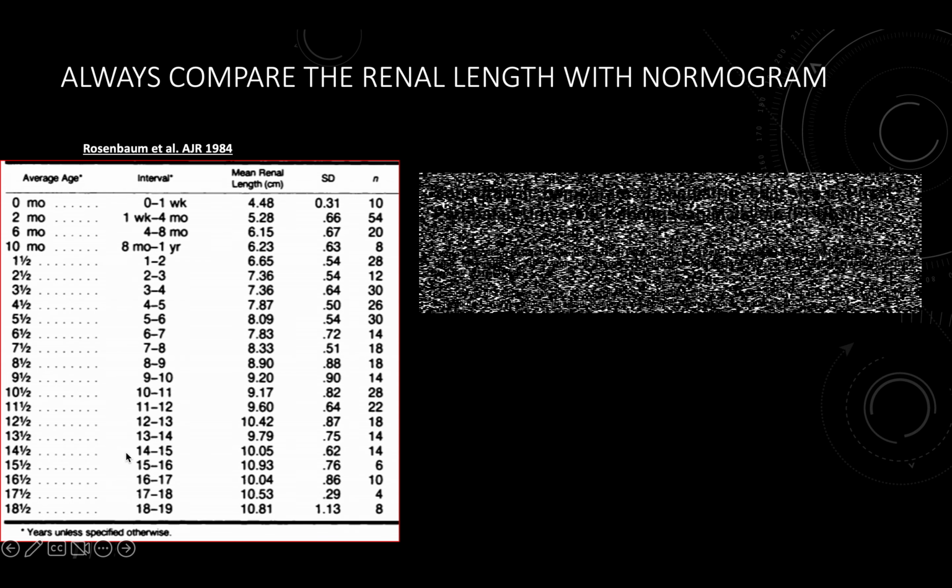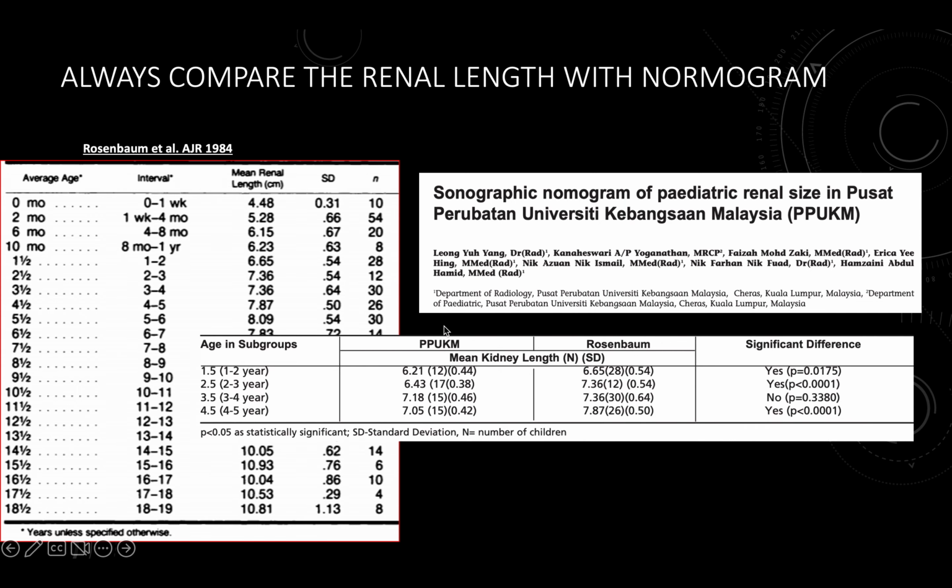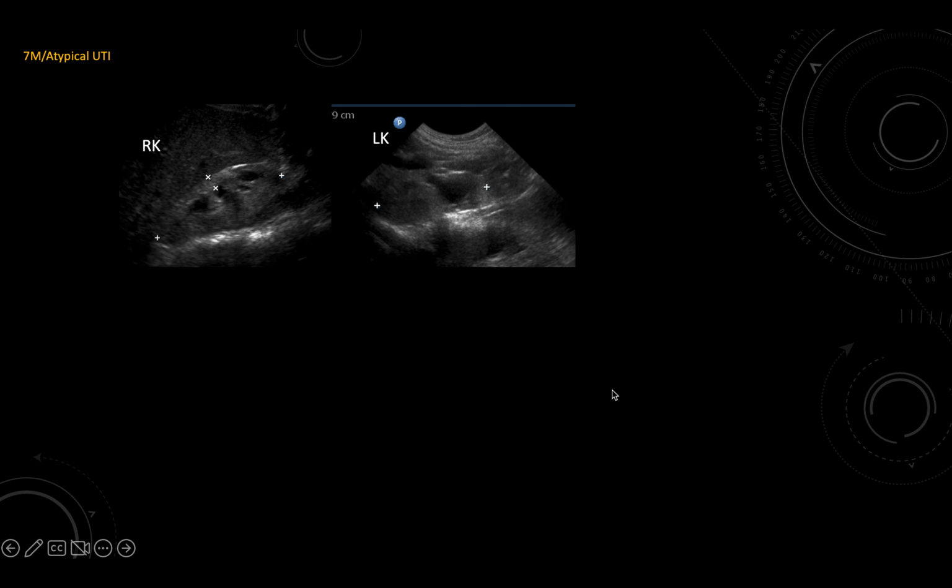So always compare the renal length with a nomogram. We have Rosenbaum from the year 1984 as our reference, and recently we also had a sonographic nomogram in our population, and we noticed that our population's kidneys are slightly smaller as compared to what Rosenbaum identified earlier. This is especially true in a younger age group.